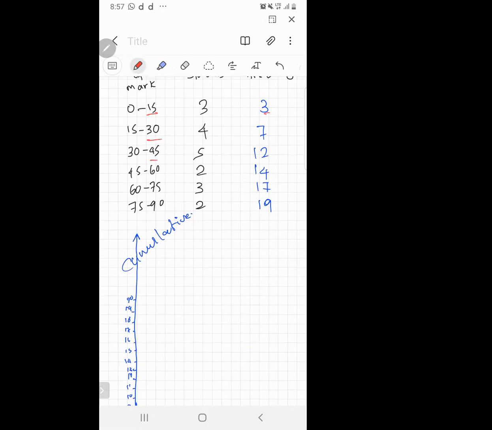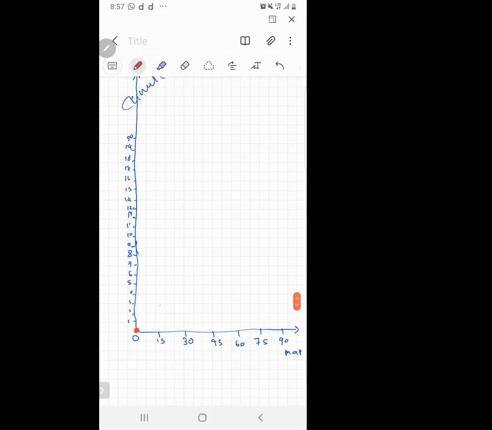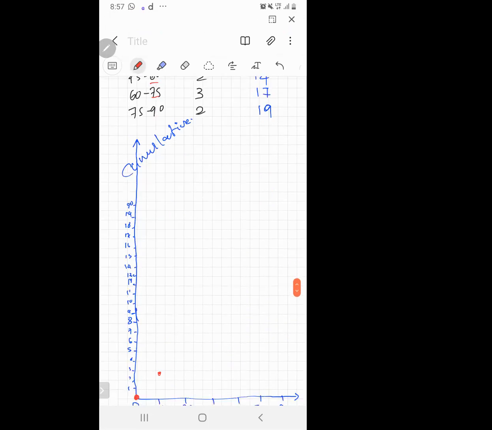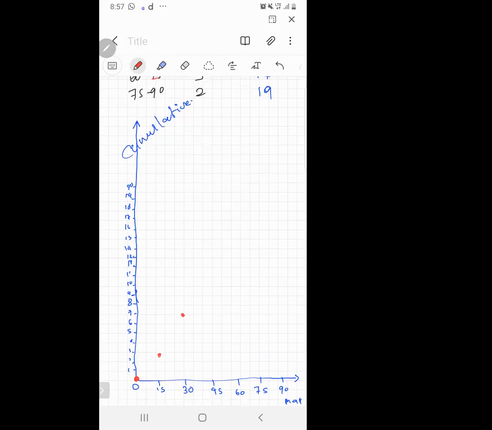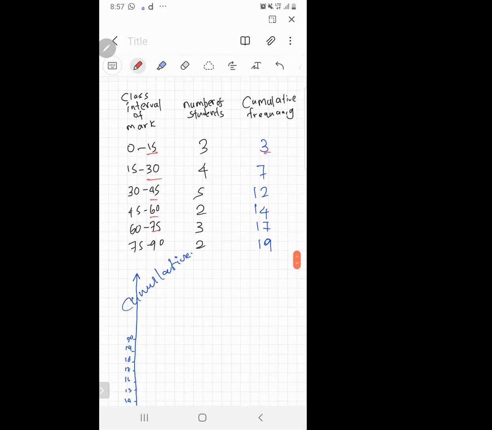Upper limit and cumulative frequency you have to consider. Then 15, it's 3. And 30, it's 7. And 45, it's 12.